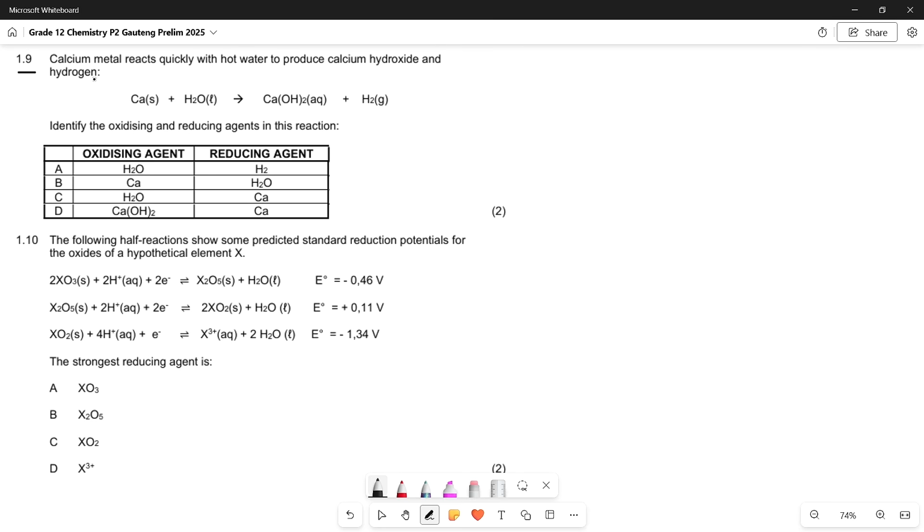And then 1.9 says, calcium metal reacts quickly with hot water to produce calcium hydroxide and hydrogen. We have calcium metal and water forming calcium hydroxide and hydrogen. So identify the oxidizing and reducing agents in this reaction. So this is redox. We're dealing with OIL RIG.